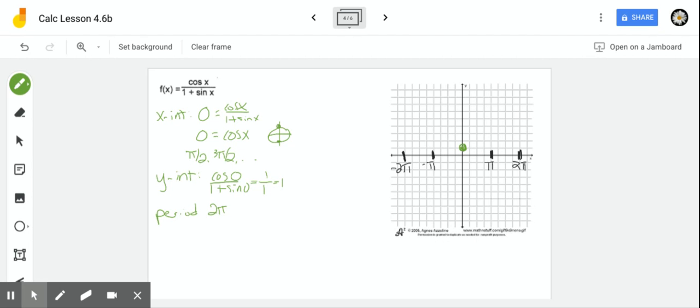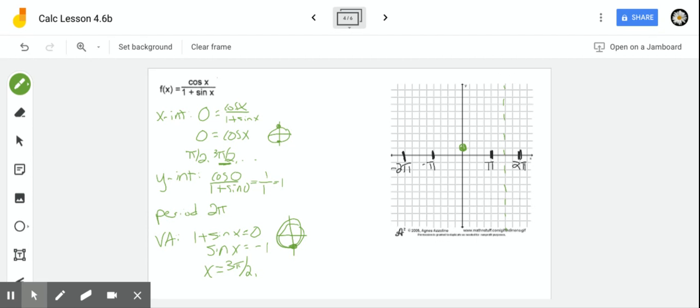Now, asymptotes. We don't have any horizontal asymptotes, but we do have vertical asymptotes. The vertical asymptotes are going to happen whenever our denominator is equal to 0. So our vertical asymptotes happen when the sine is -1. And if you think about the unit circle, that happens at 3 pi over 2. And it's going to happen every time around, so it's going to happen every 2 pi. And so that's why I didn't graph this intercept, because it's actually an asymptote. So at 3 pi over 2, we have an asymptote.